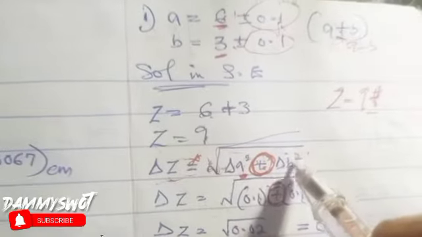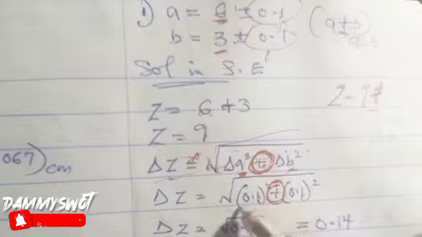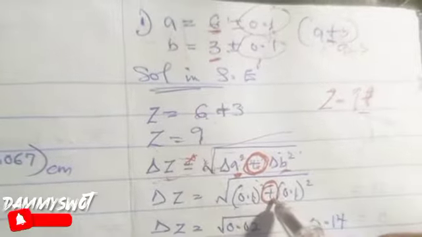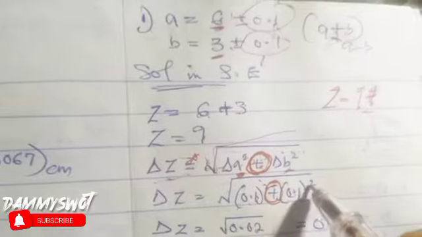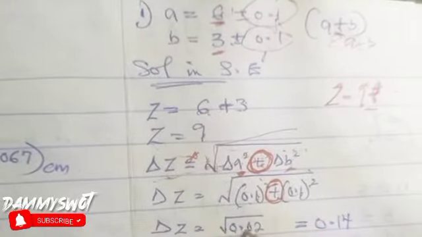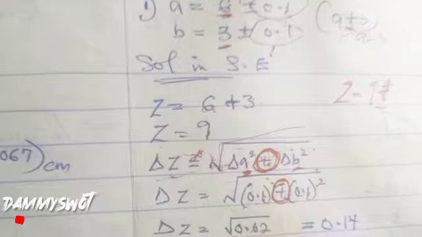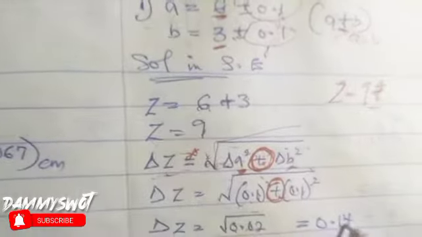Now, like I said, this is for the error part. The error part of a is what? 0.1. The error part of b is what? Also 0.1. So you now do 0.1 squared plus 0.1 squared. Then you just solve normally. That's 0.02. Then the root is 0.14.